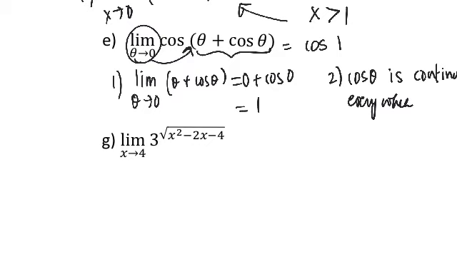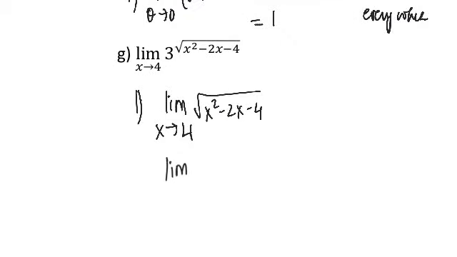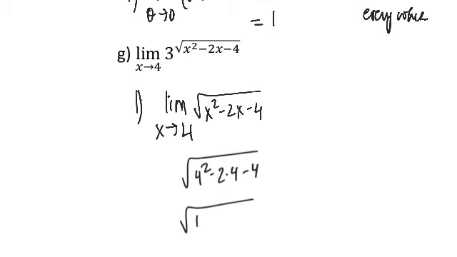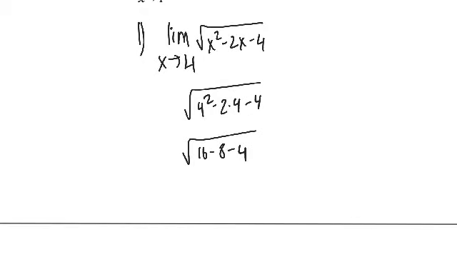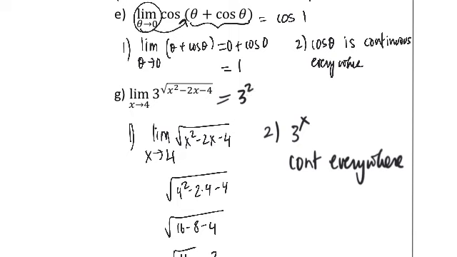What do we have here? So bringing in, let's check the limit of the inside function at the arrow number. So this is going to be equal to the limit. Let's just do direct substitution. It's going to be the square root of 4 squared minus 2 times 4 minus 4, square root of 16 minus 8 minus 4, square root of 4, which is 2, right? So the inside limit exists, and the outside function 3 to the x is continuous everywhere. And so this is equal to 3 squared or 9. Okay, so that's how we do these problems.